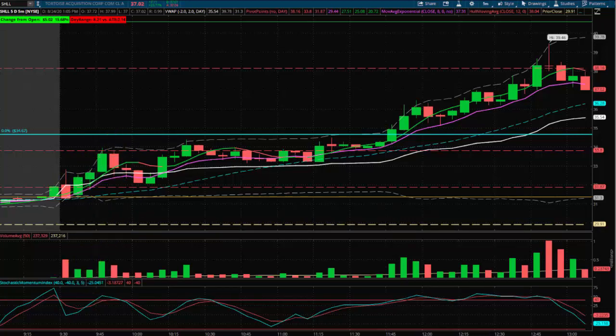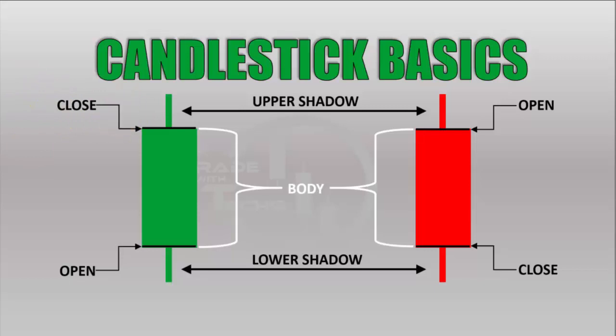Okay, now that being said, for green candlesticks, the top of the body, right, this thick body, is the close. Okay, the top is the close. The bottom is the open. And for red, it's the opposite. Okay, so if a stock is dropping like this, and let's actually put it in red.